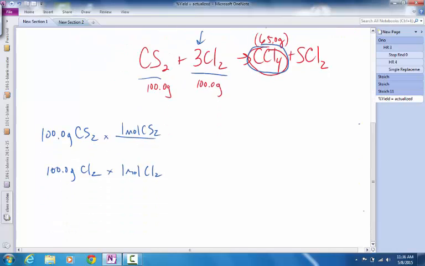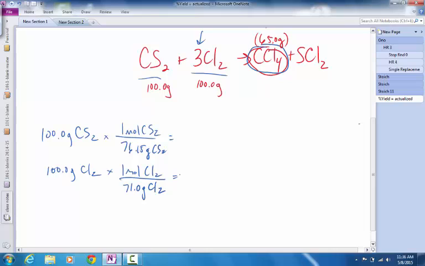Be careful with chlorine, and there's 2 chlorines there, so even though the periodic table says 35.5, it's 71 grams per mole for chlorine. For carbon disulfide, 76.15 about. So you're going to convert both of these to moles.